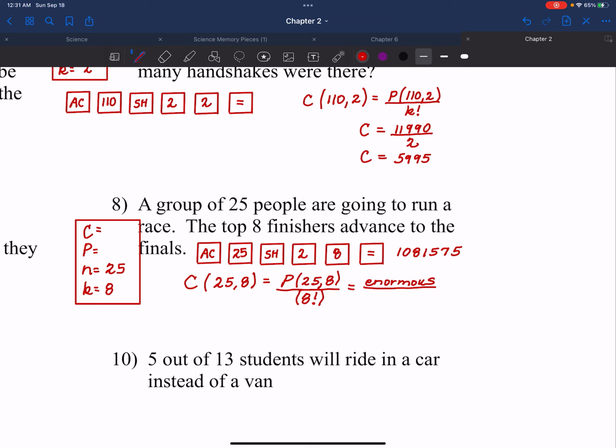And I end up with 108,1575. So just put your 8 factorial in parentheses and it'll work just fine for you. You will get 40320 right there. But that final answer is enormous, even after the division. So lots of combinations on that one because there are a lot of people involved.